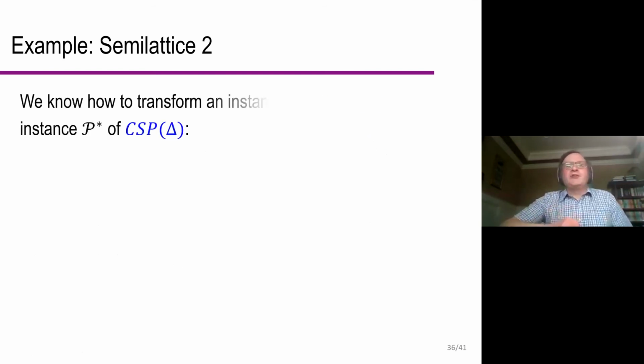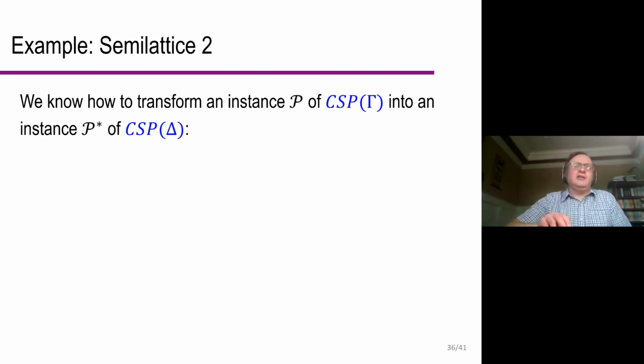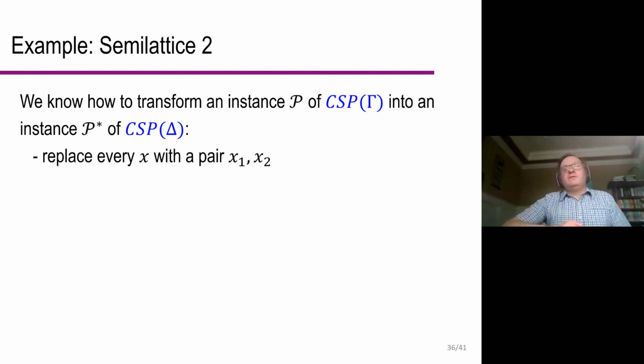Okay. So now we know how to transform an instance from CSP, and we know how to transform an instance P of CSP of gamma to an instance, say, P star of CSP of delta. And it works as follows. Every variable of P I replace with a pair x1, x2. Remember, I represent every value 0, 1, 2 with a pair of values. So I need to replace a variable with a pair of values.